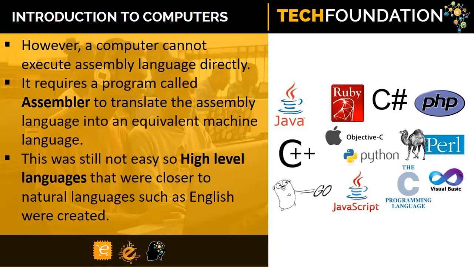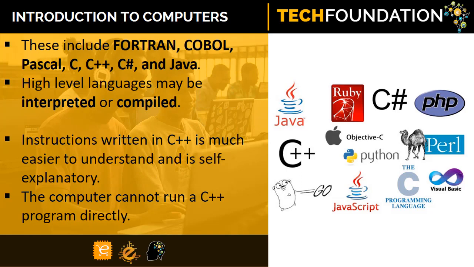Although assembly language made the work quite easier, it was still a lot of work trying to remember all these mnemonics and thinking in terms of mnemonics. So high-level languages were introduced, and high-level languages are very close to our natural languages such as English, French, and whatever. High-level languages include Fortran, COBOL, Pascal, C, C++, C#, Java, PHP, Python, and the rest.